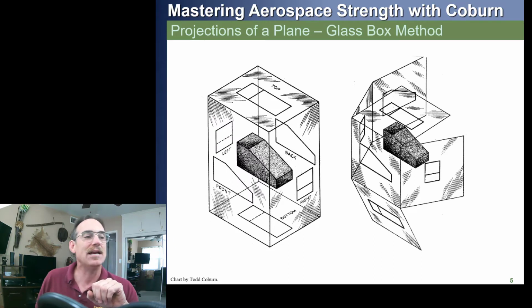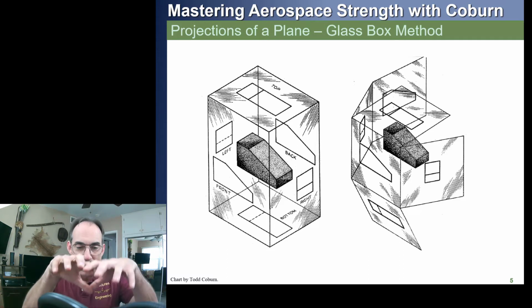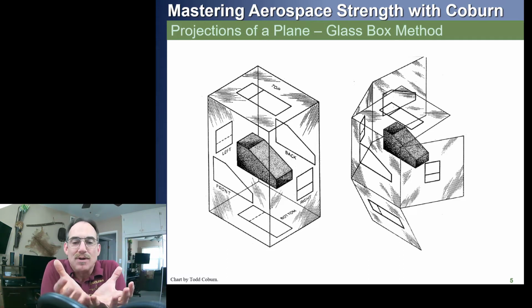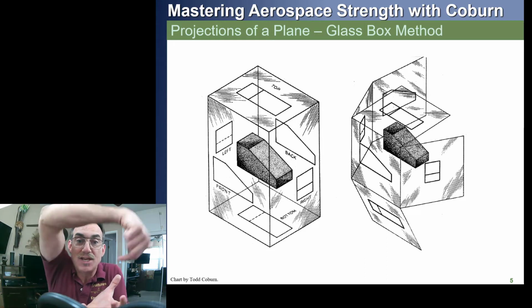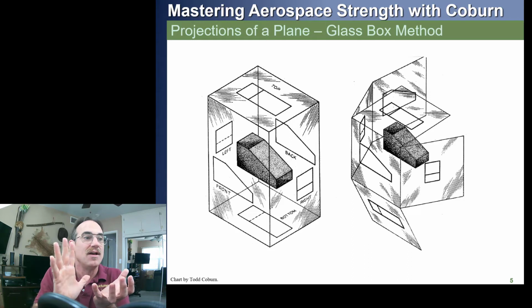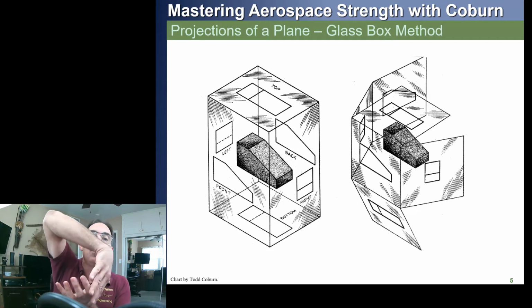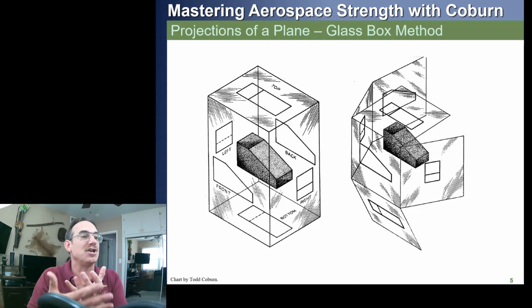So once again, here's a part sitting in our projection box, and all views are going to be as if this glass box is around it, and now we're going to look through each of the glass panes and draw what's on that. We're going to have the side view, or what's called the right view. We're going to have the front view, how that looks through this plane, the left view, how that looks through this plane, and so on.